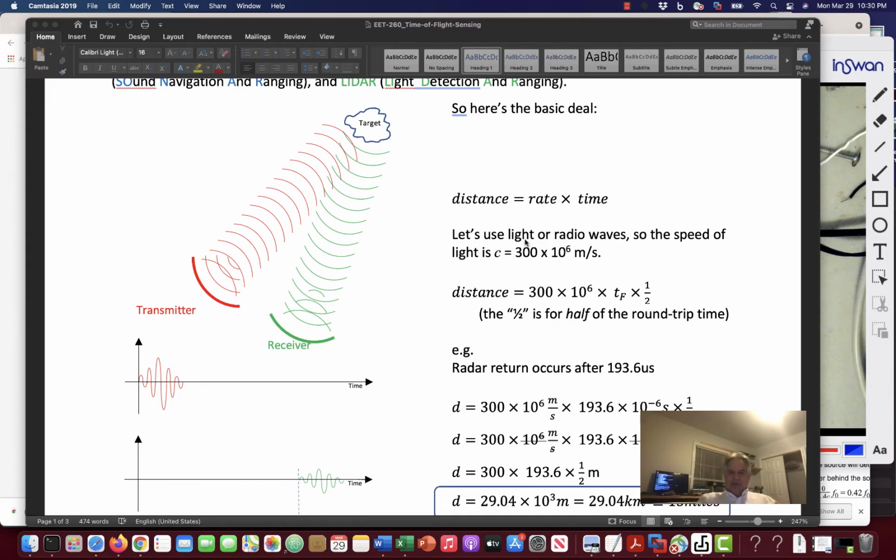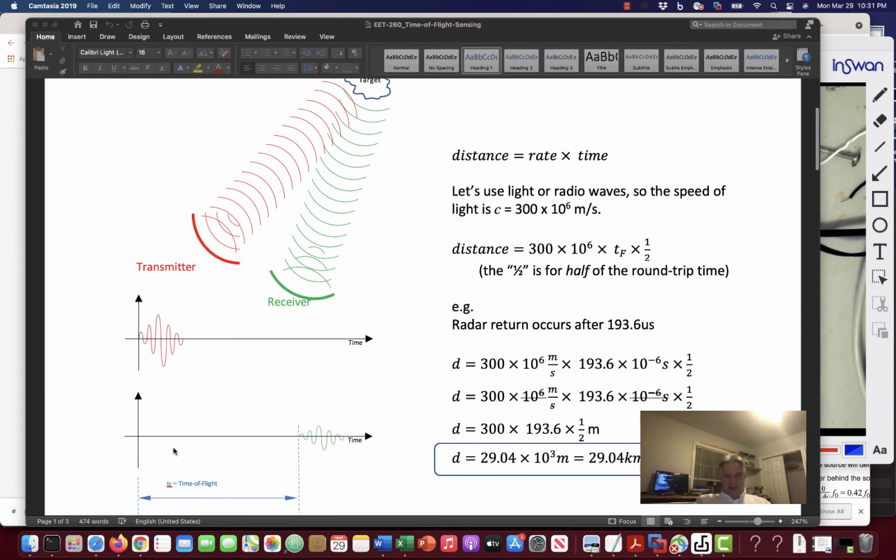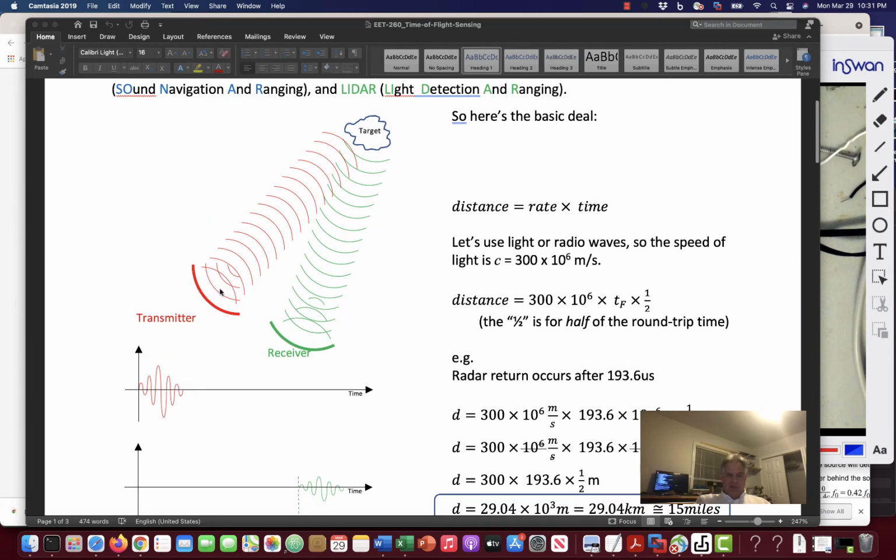If we use light or radio waves, the speed of electromagnetic radiation is the constant lowercase c. At least in free space, it's very close to 300 times 10 to the 6th, or 300 million meters per second. And the distance we're interested in is half of the distance covered during the time. This time of flight is actually a round trip time. It's the time when we emitted the pulse, so it had to travel out, hit the target, come back, and be received.